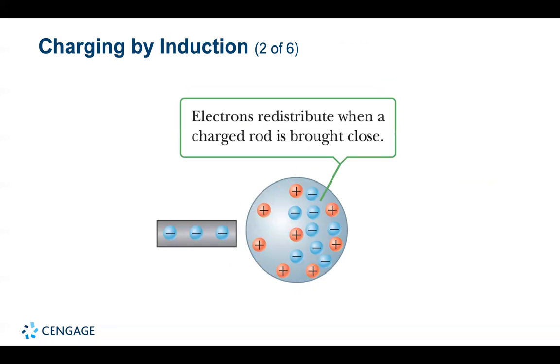Now, in this case, a charged rubber rod is placed near the sphere. If we bring a negatively charged rubber rod close to the sphere, as in this figure here, the repulsive force between the electrons in the rod and those in the sphere causes some electrons to move to the side of the sphere farthest away from the rod. The area of the sphere closest to the negatively charged rod has an excess of positive charge because many of the electrons move to the other side of the sphere.